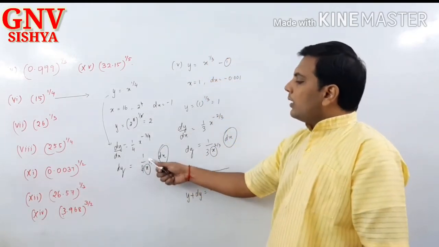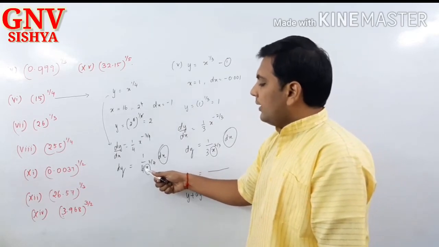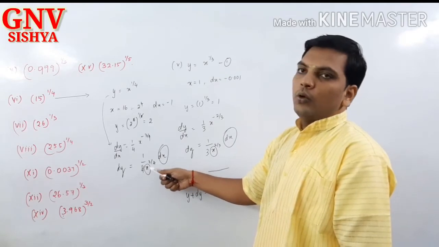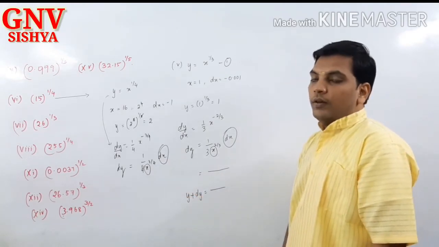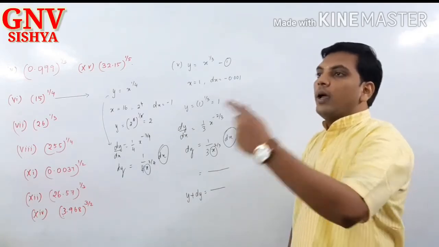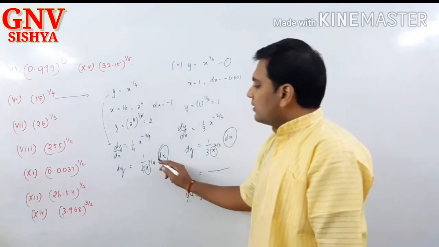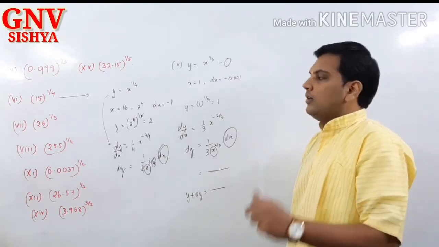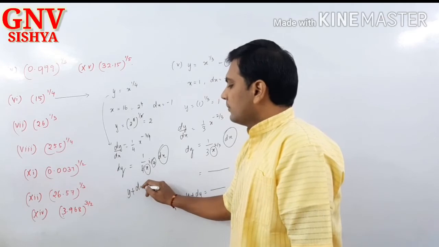How will you get 2 power 3 by 4, sir? Very simple. First, how will you get 16 power 3 by 4? 16 power 1 by 4 is 2. 2 cube is 8. So, 16 power 3 by 4 will be 8. First you take the square root or the cube root or the fourth root, then square it or cube it or take power 4, whatever it is. So, first we have to take the root, then only you have to cube or square it. You can get the answer very easily. Understood? Again, y plus dy will be your answer.